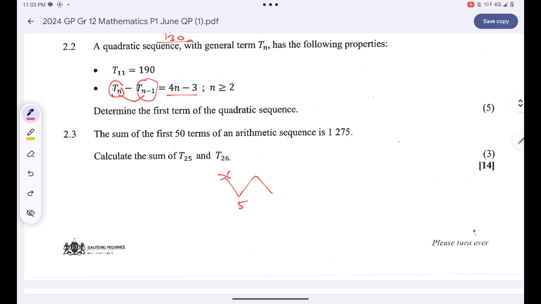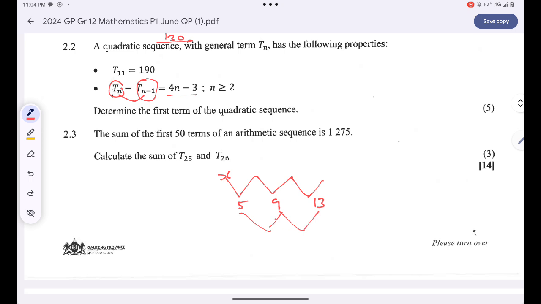4 times 3 is 12. 12 minus 3 is 9. Then do the same thing again. 4 multiplied by 4 is 16. 16 minus 3, that's 13. This thing will go on and on, né, guys?